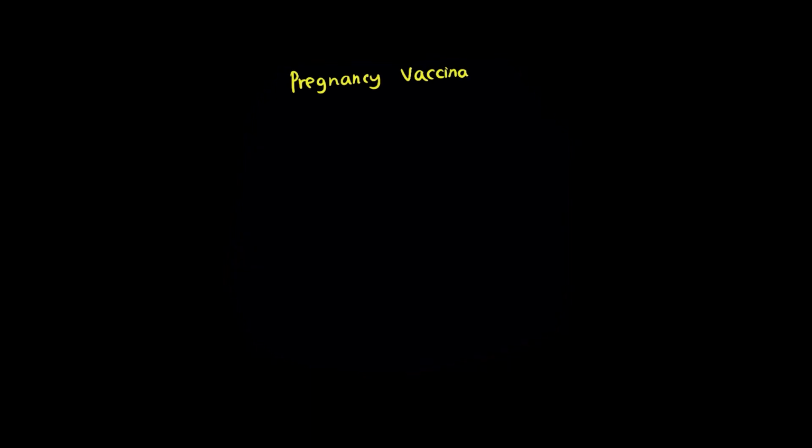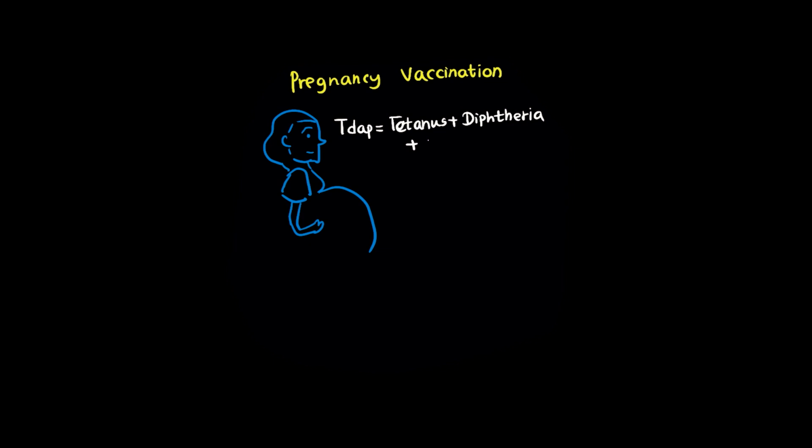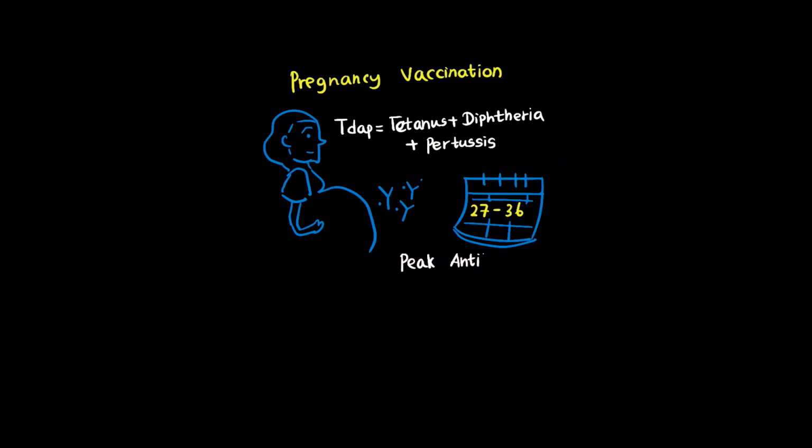Understanding vaccine timing in pregnancy requires knowing about passive immunity transfer. The Tdap vaccine contains tetanus, diphtheria, and pertussis antigens. When given during pregnancy, the mother's immune system produces antibodies against these diseases. The timing of 27-36 weeks is crucial because this allows maximum antibody production before delivery. These maternal antibodies cross the placenta, providing the newborn with passive immunity.